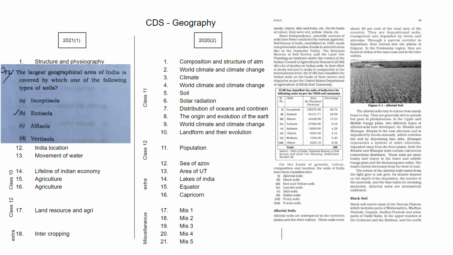Now the question was: the largest geographical area of India is covered by which one of the following types of soil? On page number 69, on soil, there is a table. ICAR has classified the soils of India into the following orders as per the USDA soil taxonomy. Now, the majority of area in India is covered by inceptisol. Okay, so the answer was inceptisol. Going to the next question.